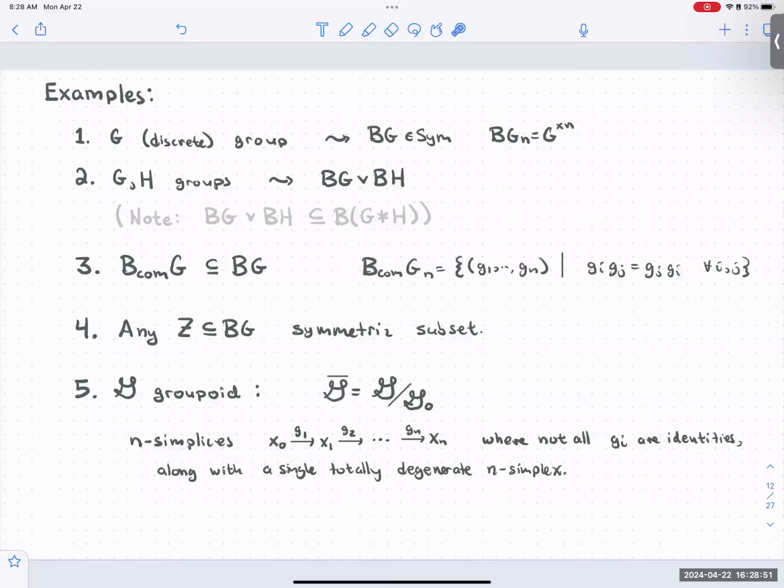Three, an example that I think you've seen here before. So you've seen this at least last fall, but maybe much more recently than that as well. And that's BCOM G. So this is a subsymmetric set of a BG consisting of those words of length n where each element commutes with every other. In other words, those lists that are supposed to generate abelian subgroups of G.